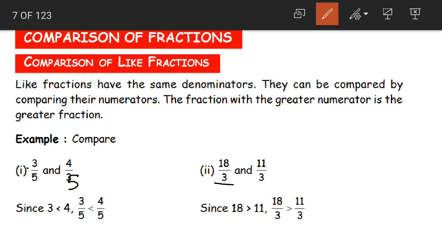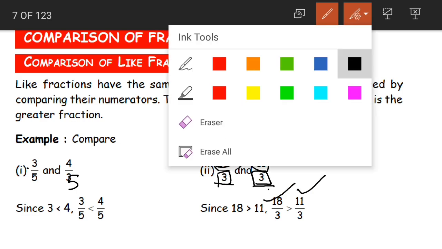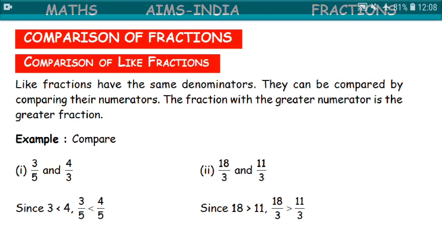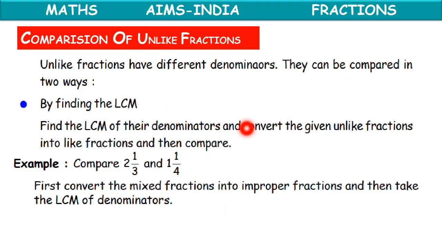Now coming to the example 18 by 3 and 11 by 3. Again, they both are like fractions as they have the same denominator. Now we need to compare the numerators 18 and 11. 18 is greater than 11. So the fraction 18 by 3 is greater than 11 by 3. Understood, children? The comparison of like fractions. We compare the numerators, and whichever fraction has the greater numerator will be our greater fraction.